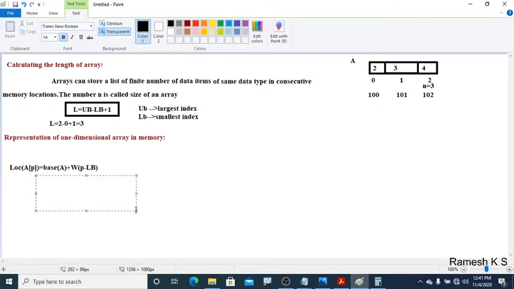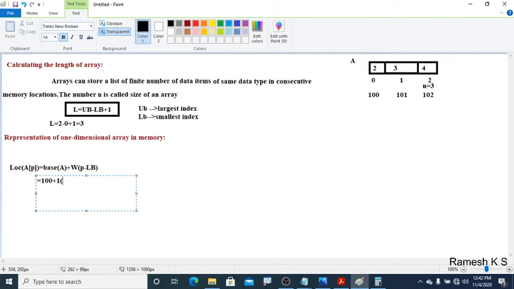So what is the base of A here? Base of A means the first memory address, which is 100, plus W. W is words per memory cell. The words per memory cell is 1 here, so W is 1.